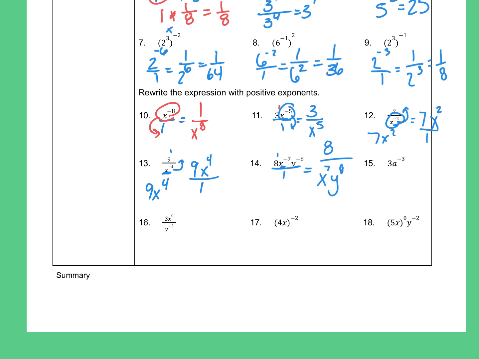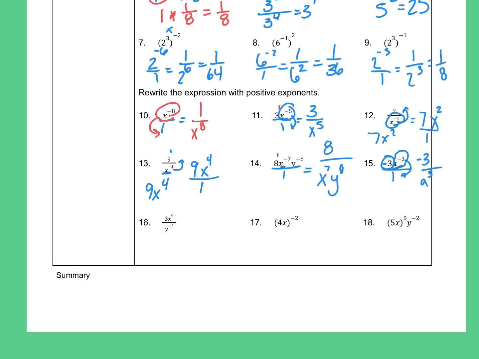Number 15, very similar to what we did in number 11. So we've got a 3 and an a to the negative 3. So just the a has that negative 3. So that's a piece that has to move, and that has to go down. So that a to the 3's got to go down to make it positive 3. This 3 out front here is already positive, so it can just stay where it's at. Even if this 3 had been negative 3, that's still okay to leave. It's only negative exponents that we need to move, not negative bases.